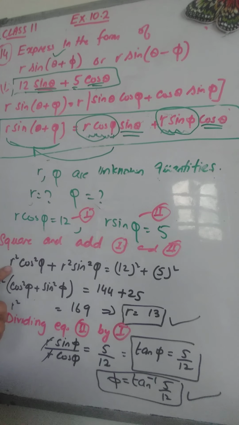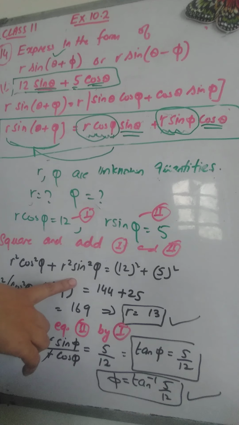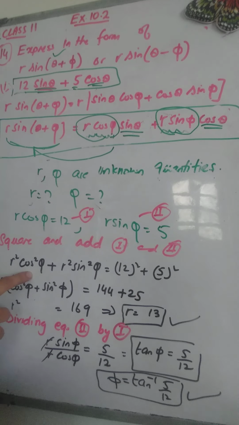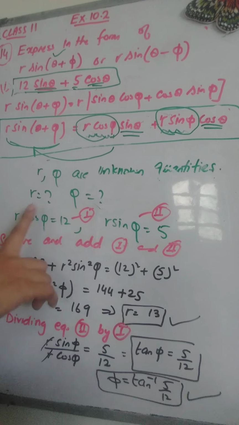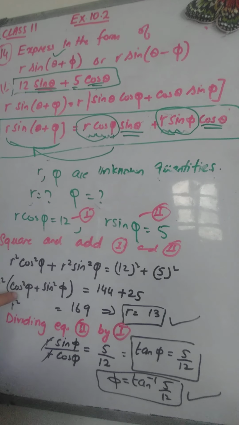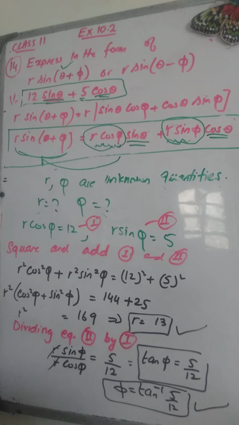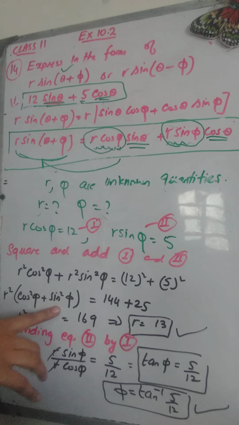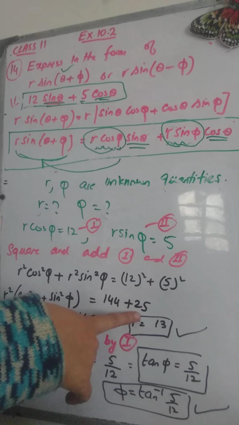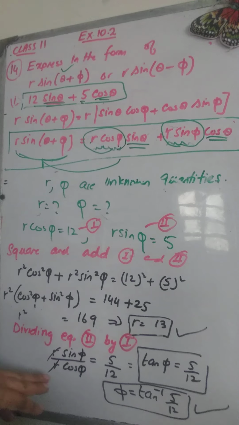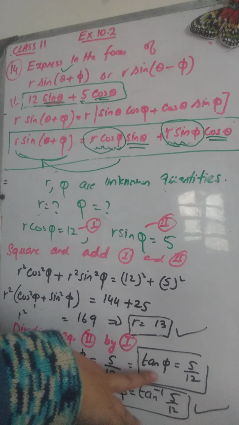Okay, r square cos square phi plus r square sin square phi equals 12 square plus 5 square. So we have added both these equations. First we squared them and then we added them. From here, using the first identity, r square times cos square phi plus sin square phi, this is equal to 1. So r square is equal to 144 plus 25, which is 169. r came out to be equal to 13, and tangent phi came out to be equal to 5 by 12.